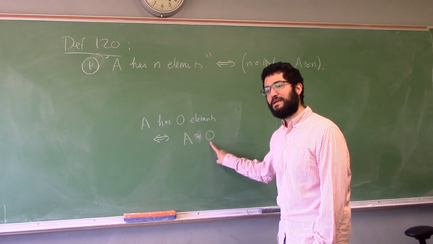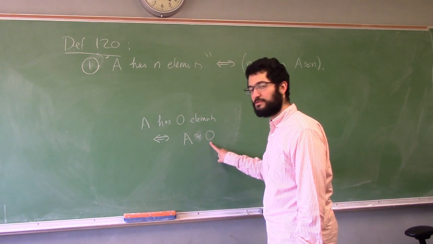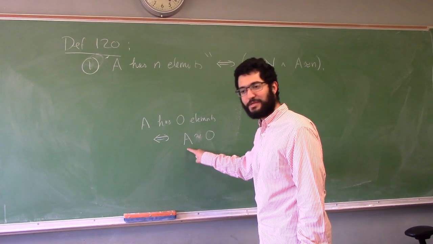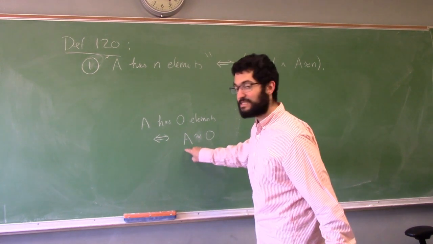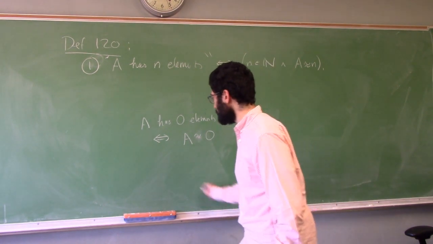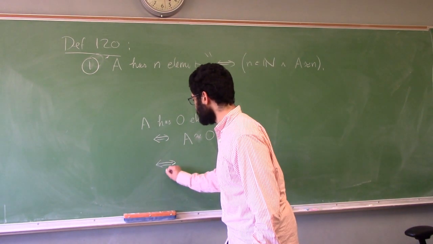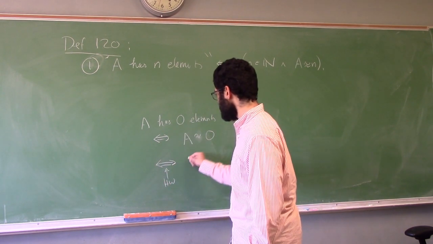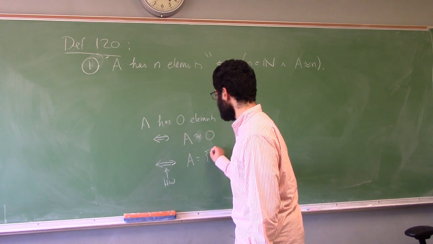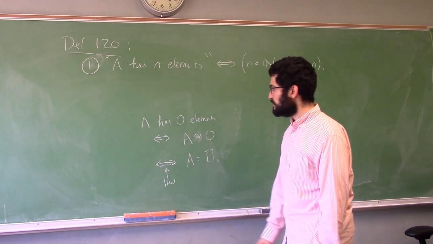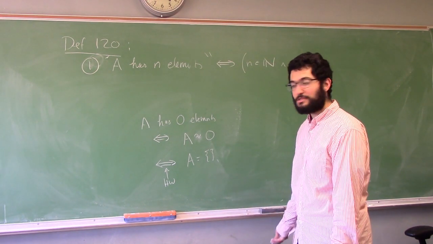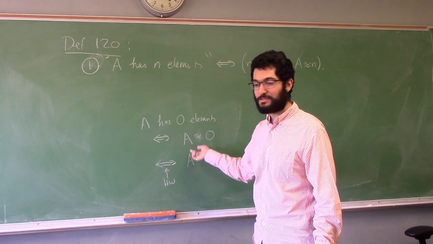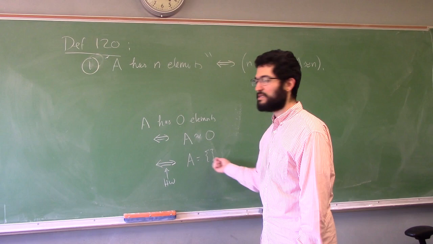0 is the empty set. It should be possible to prove that there can only exist a bijection between a set and the empty set if the set itself is empty. So this will be one of your homework problems: you should be able to prove that this happens if and only if A itself is the empty set. So that's nice to know that our definition works, at least when you put in n equals 0, it seems to do the right thing. Having 0 elements is the same as being empty.